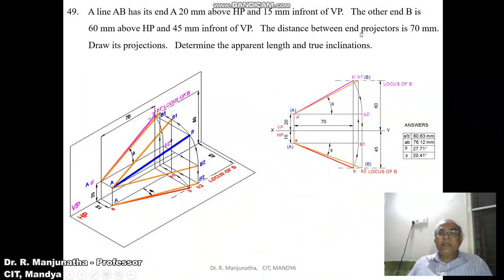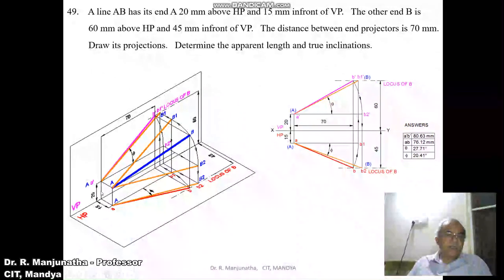The distance between the end projectors is 70 mm. So when you look from the front view, this is the distance which is going to be the perpendicular distance between these two, which is in the horizontal direction. We can see one end projector is this one and the other end projector is this one.